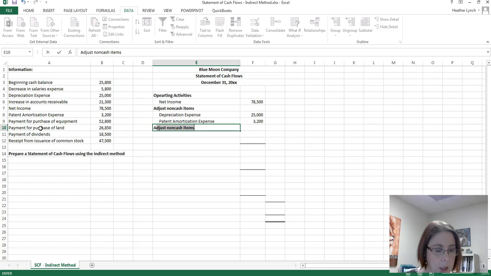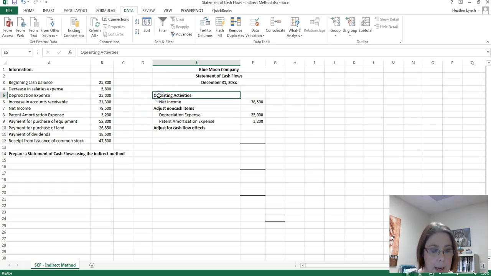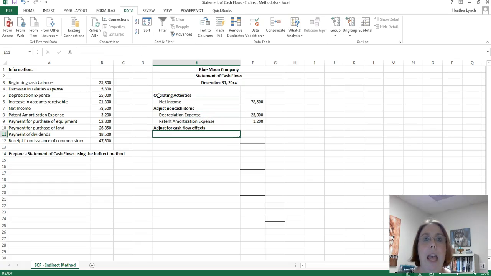So now we can adjust for cash flow effects. The first one, we're going to look at anything in operating, anything that relates to the daily operation of the company. I just realized I have a spelling error there, and that's going to drive me nuts. Okay, let's go back. Cash flow effects of operating, anything that affects the daily operation of the company.